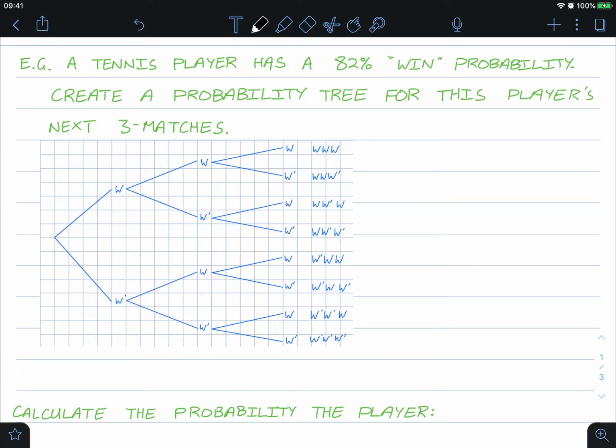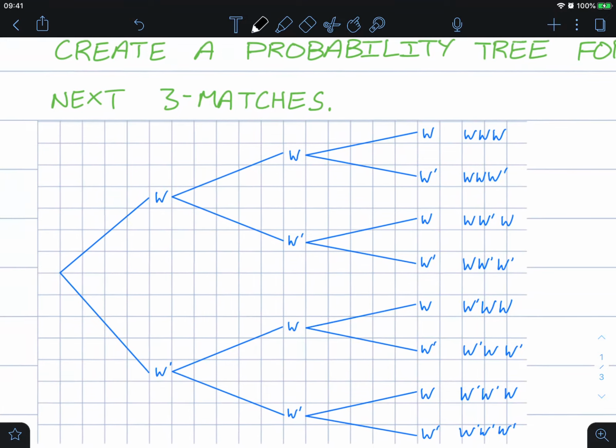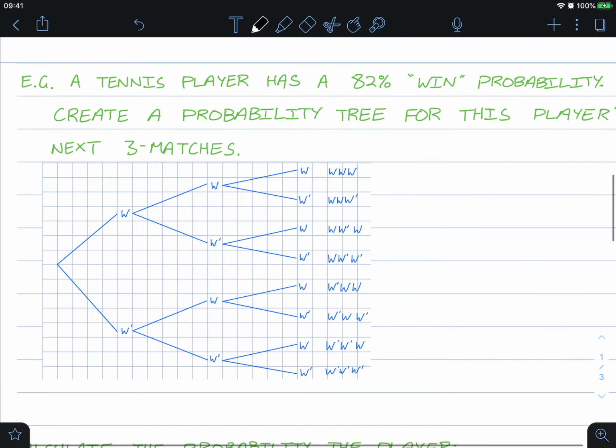Here we go. A tennis player has a 82% win probability. Create a probability tree for this player's next 3 matches. So I've already started it here for you. This is an incomplete probability tree.